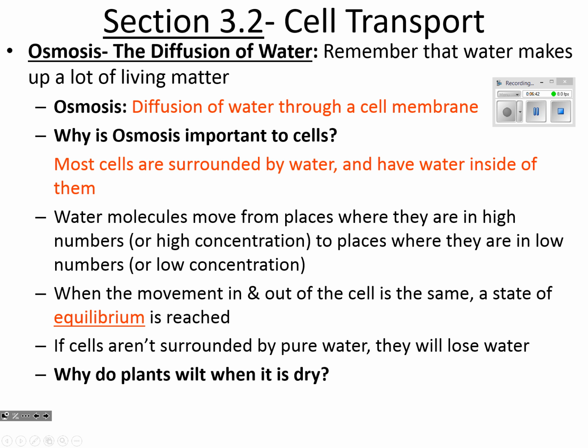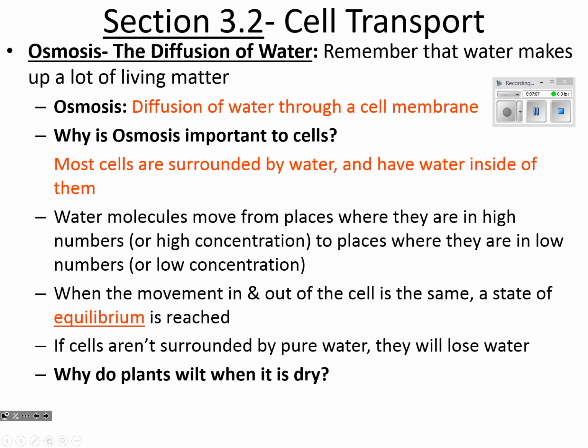Go from high concentration to low concentration. They still want to meet equilibrium, but this is a major form of transport for cells just because cells are made of mostly water. 70% of a cell is typically water. 70% of a human is typically water. So there's a lot of water for this to happen within. So osmosis is an important form of that.